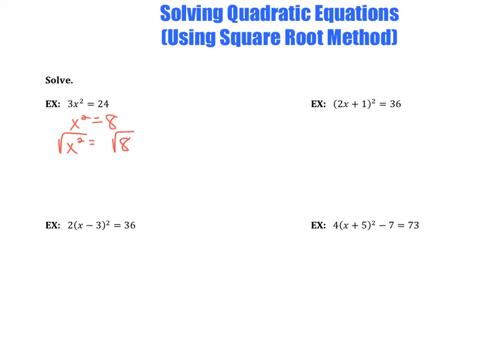Now I need to put a plus or minus in here when I do that. And I'm going to come back and explain why I need to do that in just a moment. I'll give you another little side example so you can see why I need to do that. But let's finish this one off in the meantime. The square root of x squared is x. And if I simplify the square root of 8, that is 2 root 2. So my final answer is x equals plus or minus 2 root 2.